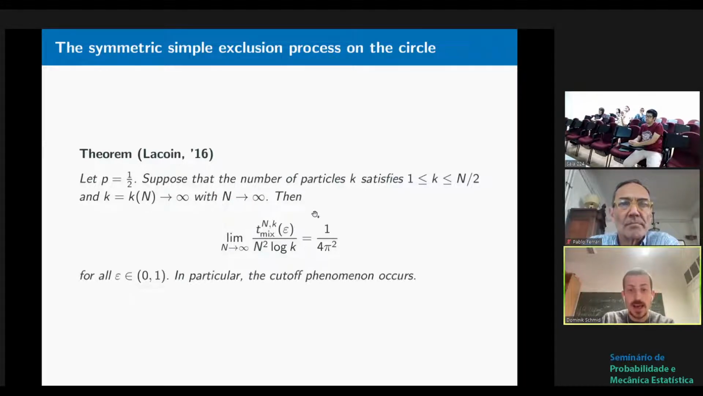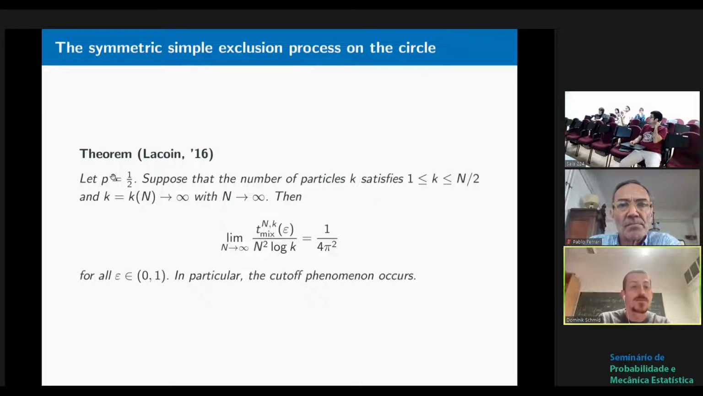Then in this case, when we look at the ratio between the epsilon mixing time and n squared log k, then for any epsilon between 0 and 1, this converges to 1 over 4 pi squared. And in such a behavior, we see that the leading order of the mixing time does not depend on epsilon. Actually, this is also known as the cutoff phenomenon. So let me maybe comment a bit on this result.